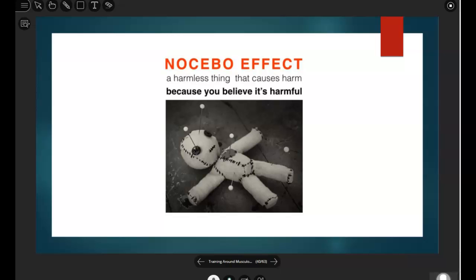So the nocebo effect is very, very similar to the placebo effect. The placebo effect is an inert substance that doesn't actually do anything, causing positive benefits. A nocebo effect is, again, a harmless thing that causes harm. That would be like if I gave you a sugar pill and I said, this sugar pill is going to give you a headache, and then you got a headache. So it's an inert substance that causes harm, versus the placebo effect, which is an inert substance that causes benefits.